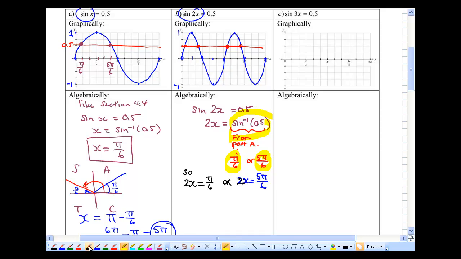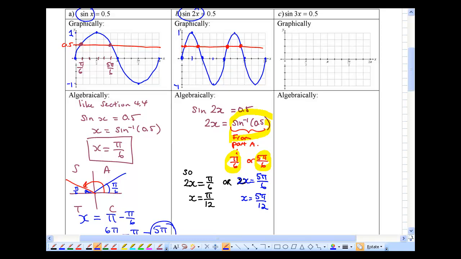Well, the algebra is pretty straightforward here. Divide both sides by 2, so pi over 6 divided by 2 is the same thing as pi over 12. And 2x equals 5 pi over 6. I'm going to divide everything by 2, so that's 5 pi over 12. So there are my 2 answers.